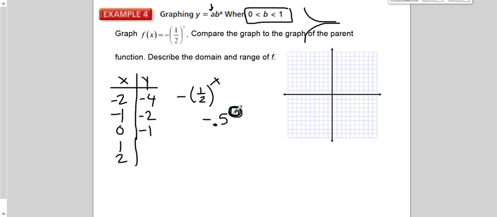Negative 0.5 to the first power. And negative 0.5 to the second power. Negative 0.5 up to the second power. Negative 0.25. Okay, put them on your graph.